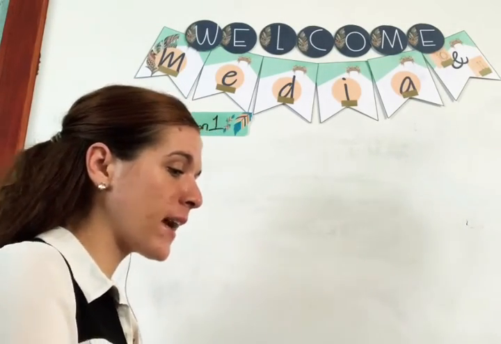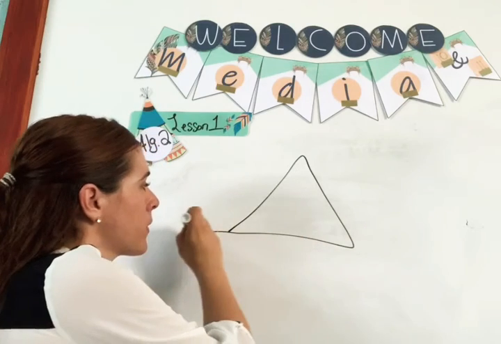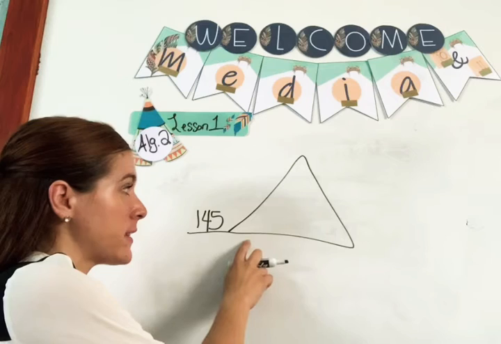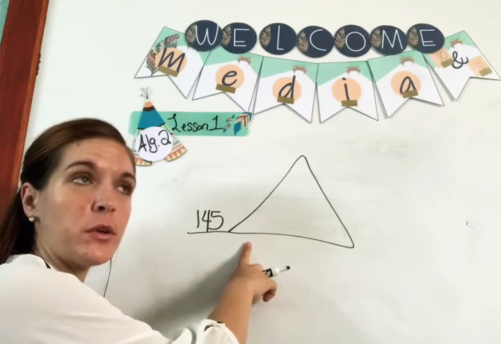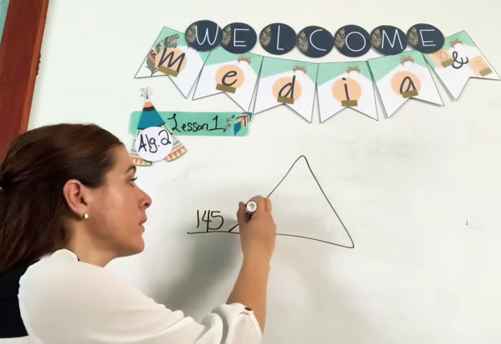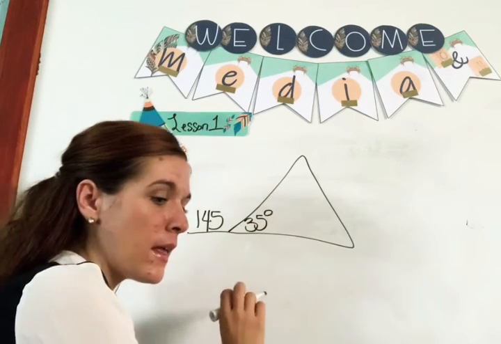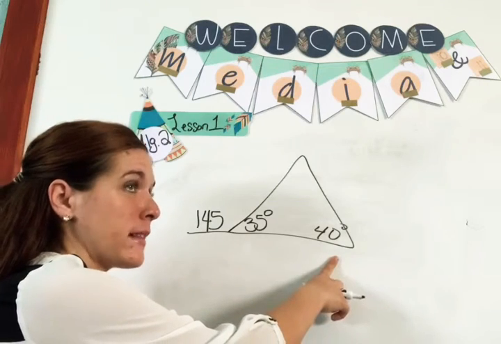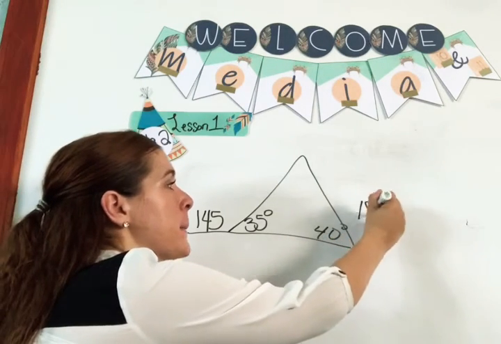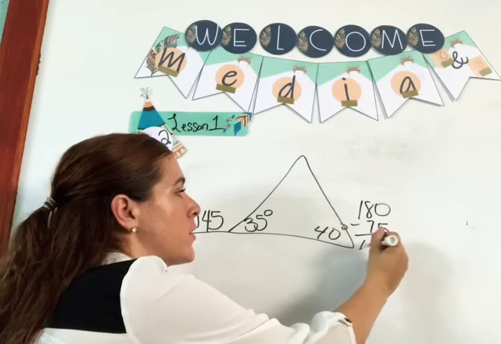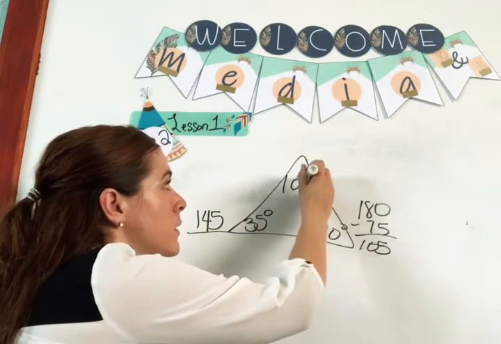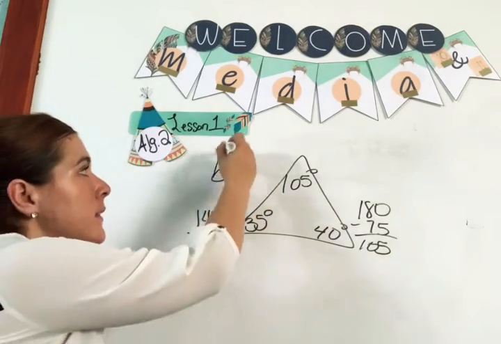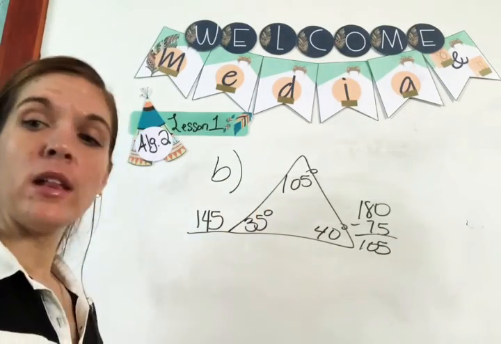Letter B is find X and Y. This is 145, so whatever this is over here is going to be 180 minus 145, which is 35. This one, they already tell us is 40, so if this is 35 and this is 40, those added together is 75. 180 minus 75 is going to be 105. So there are your angles for that. Oops, sorry, this is B. Okay, look at letter C.